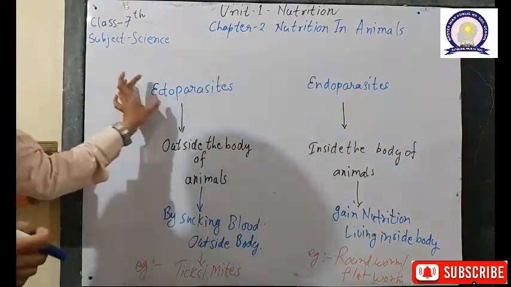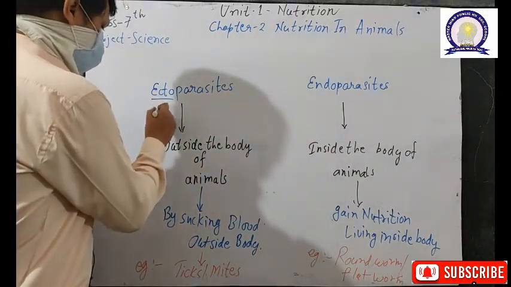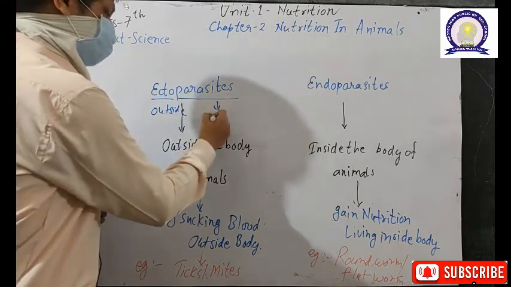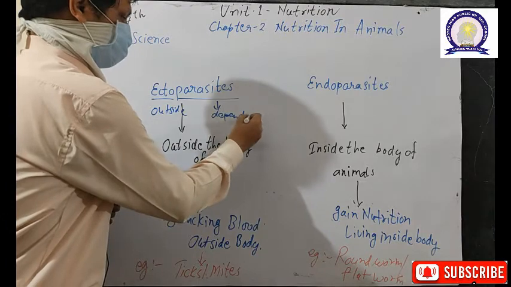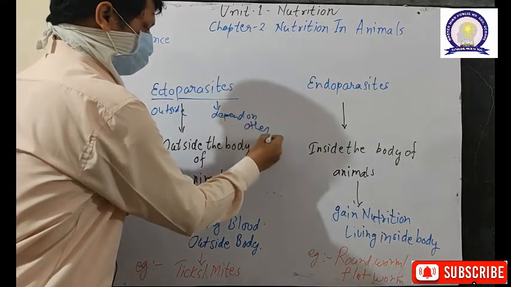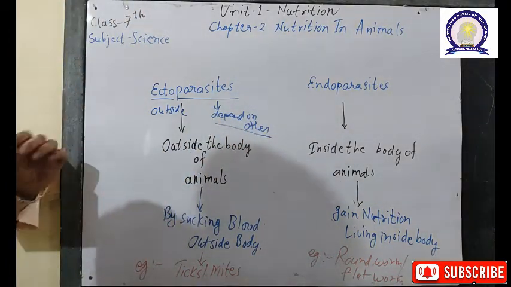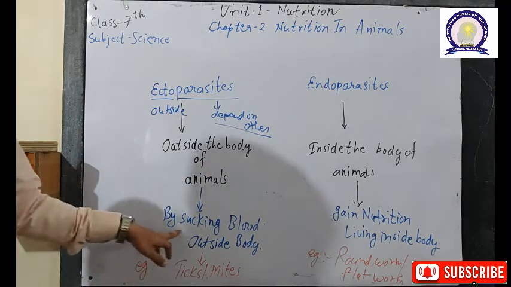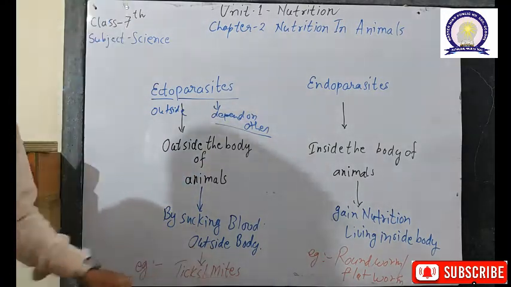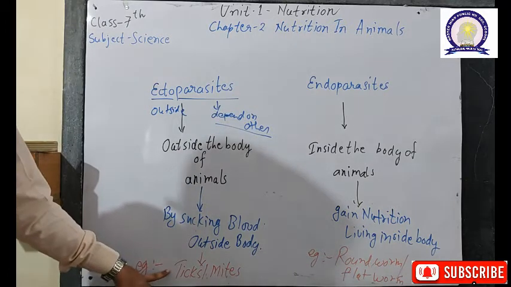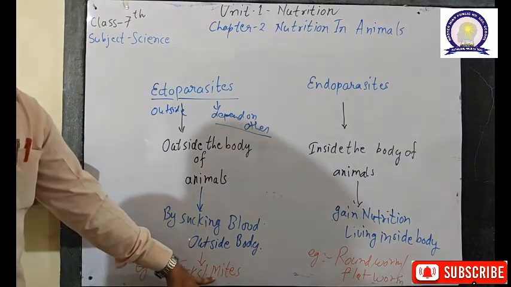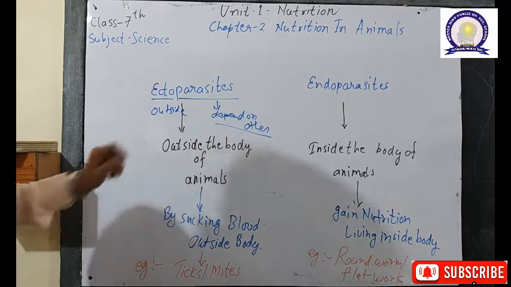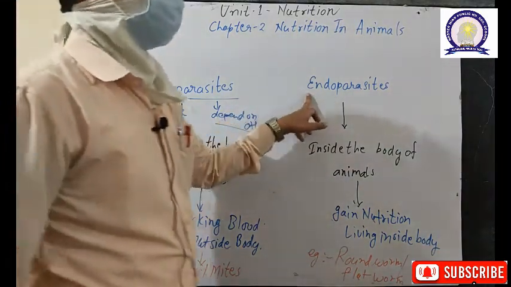That's why they are called ectoparasites: ecto means outside, and parasite means depending on another animal wholly and solely for their nutrition. They live outside the body of the animals, sucking the blood. Common examples are insects like ticks and mites, which live on the body of cattle and suck their blood. And the second heading will be endoparasite.